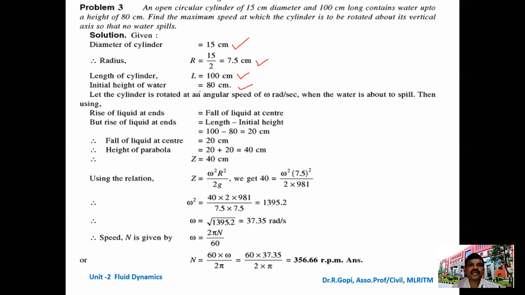So let the cylinder be rotated at an angular speed of omega, angular velocity. When the water is about to spill, rise of liquid at ends equals fall of liquid at center. The cylinder height is 100 centimeter, but the liquid level is initially 80 centimeter. So it should not spill out, which means the balance height is 100 minus 80.